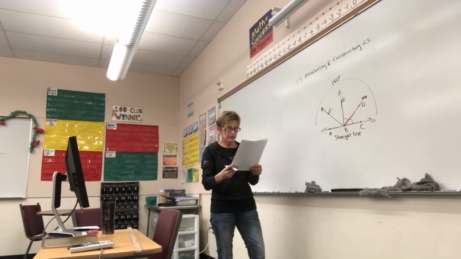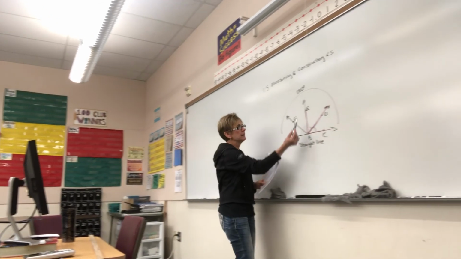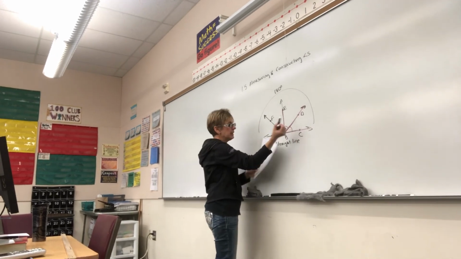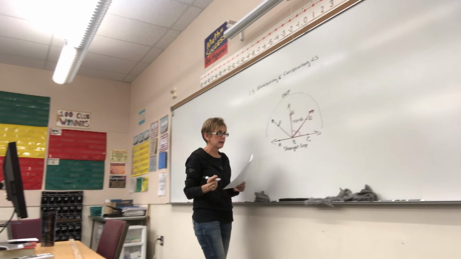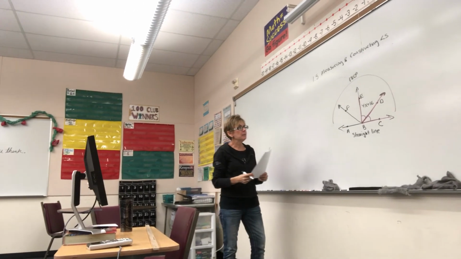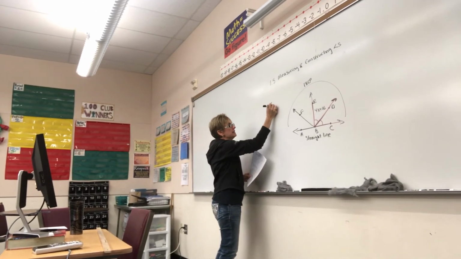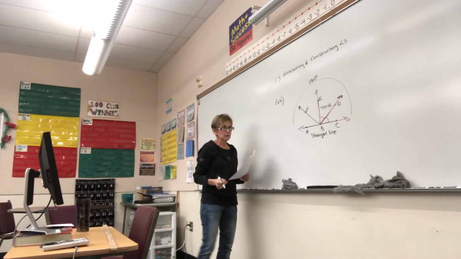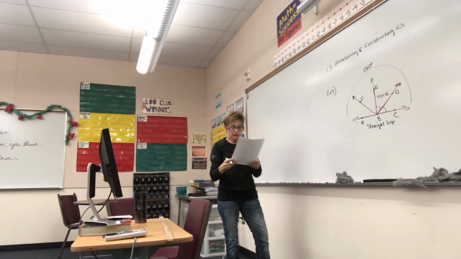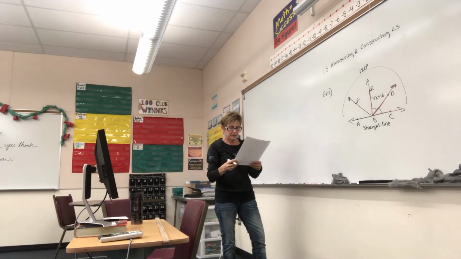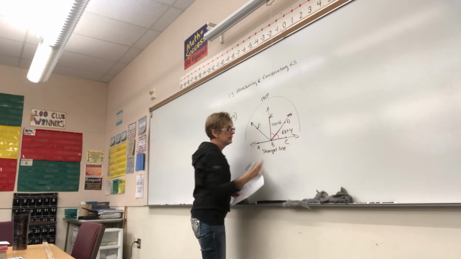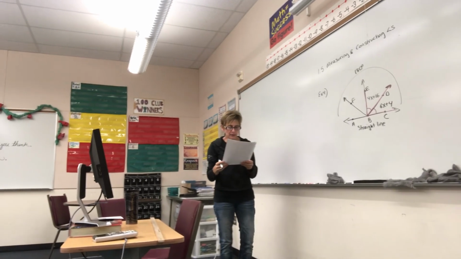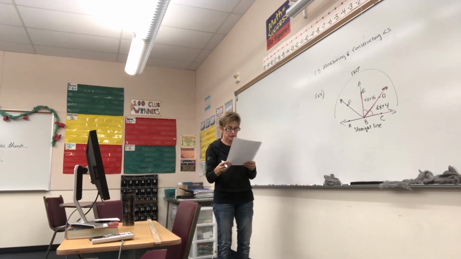The measure of EBD, that would be this angle right here, is 4x plus 16. So I'm going to label that on my diagram. The measure of EBD is 4x plus 16. And again, this is example 4. Also, the measure of DBC is 6x plus 4. So I'm labeling that here. And now it says find the measure of EBD.